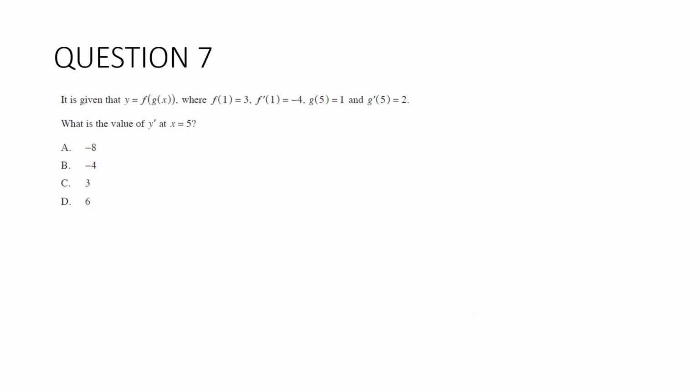Question 7. It is given that y equals f of g of x, so it's a composite function, where f of 1 equals 3, f dashed of 1 equals -4, g of 5 is equal to 1, and g dashed of 5 is equal to 2. What is the value of the derivative at x is equal to 5? All right, this is a really cool question. I like this one. We've got a chain rule here.